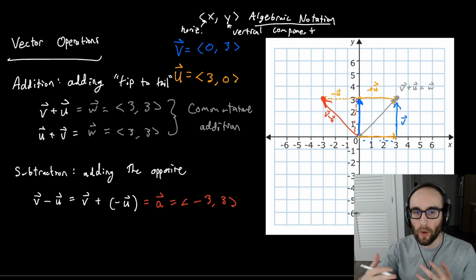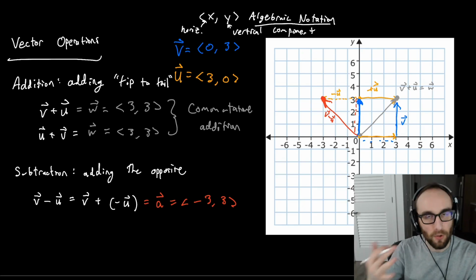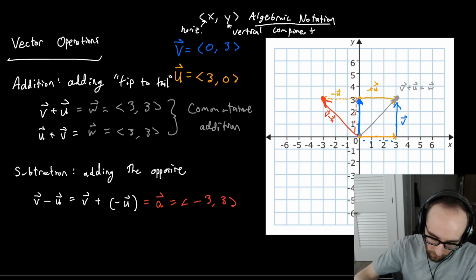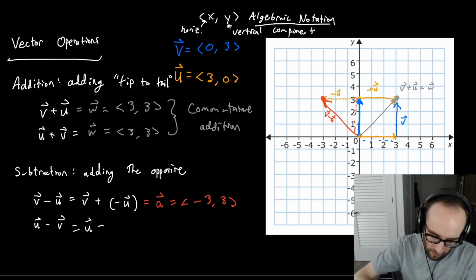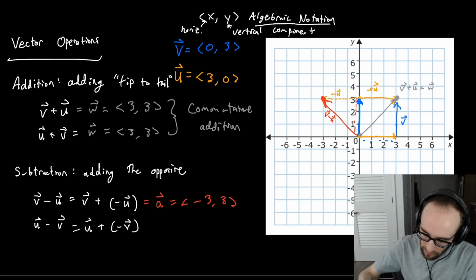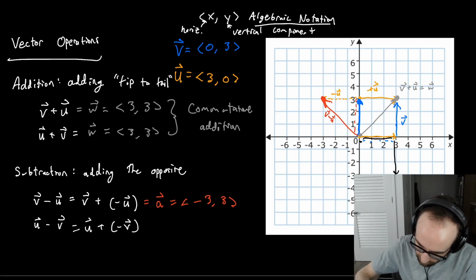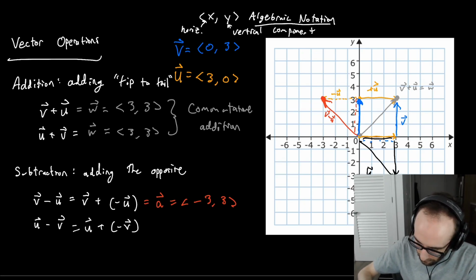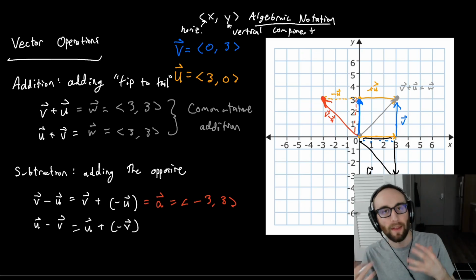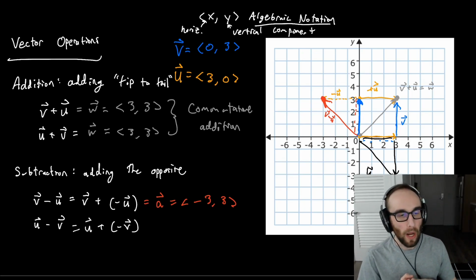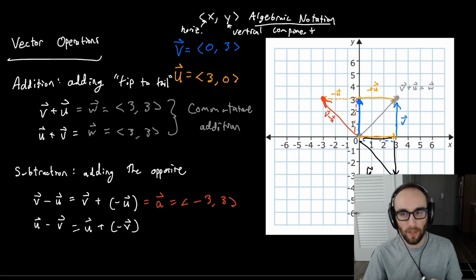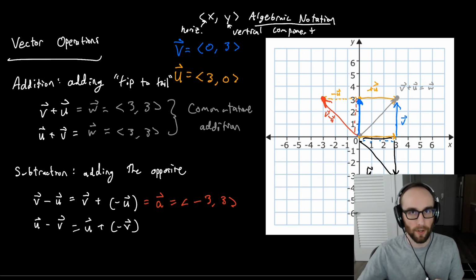Subtraction is not commutative, which makes sense. That's also true for scalars, for numbers we're working with. If we were to do the opposite, u minus v, that would be u plus negative v, which means we would go u, 3 to the right, and then we would go down 3. And then this vector right here would be u minus v. So obviously they're not the same. It's not commutative. Okay, so subtraction, we can just think of it as adding the opposite, which again is the same magnitude, just the opposite direction.